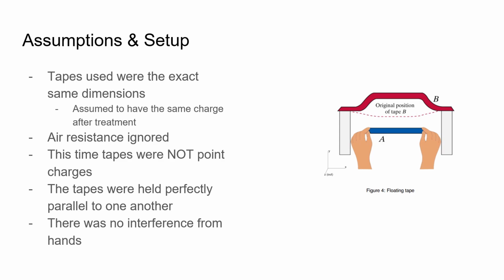This time the tapes were not point charges, so we modeled them as a line of charges. The tapes were held perfectly parallel to one another. That is also a very important assumption that we made in this line charge model, even more important than the point charge model, because now this time we have to have two lines that are actually parallel. And the last assumption that we made was that the hands that we used to hold the tape did not interfere with the tape in any sort of way. For example, they didn't strip any charge from the tape.